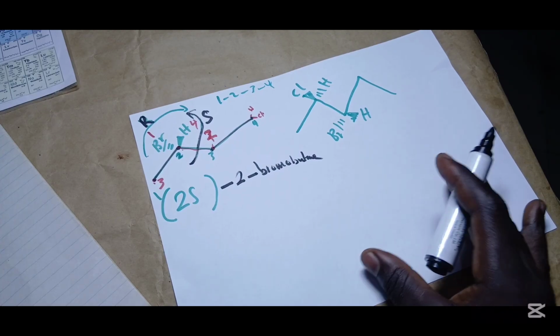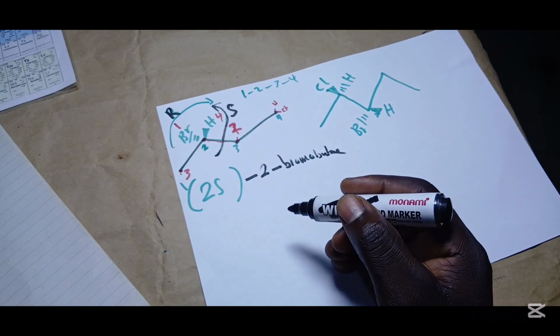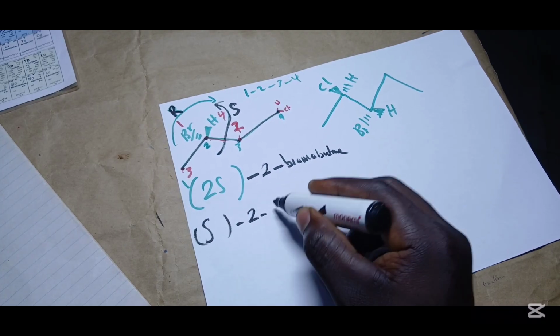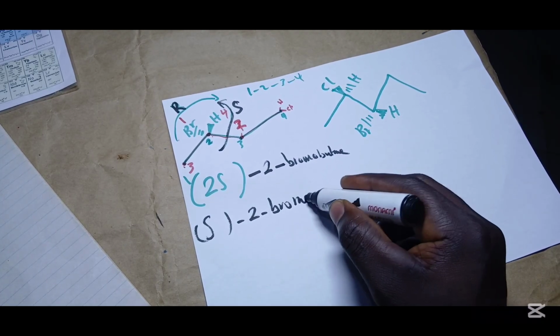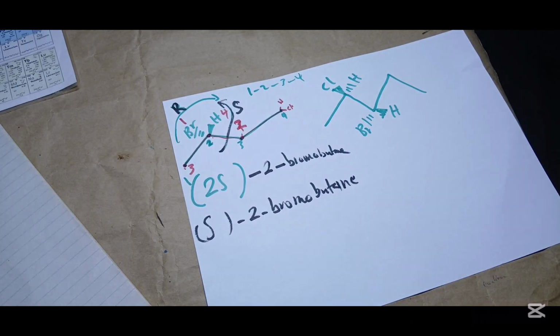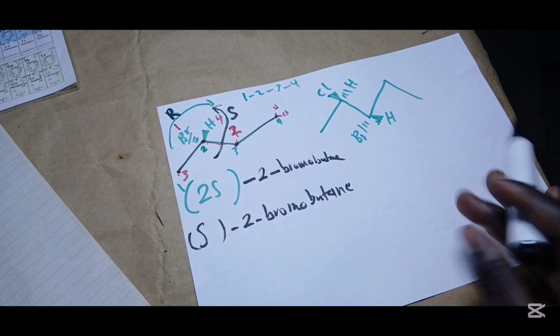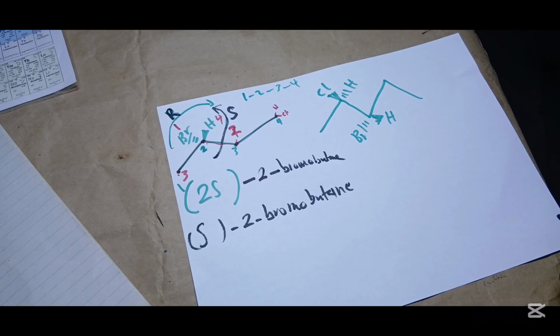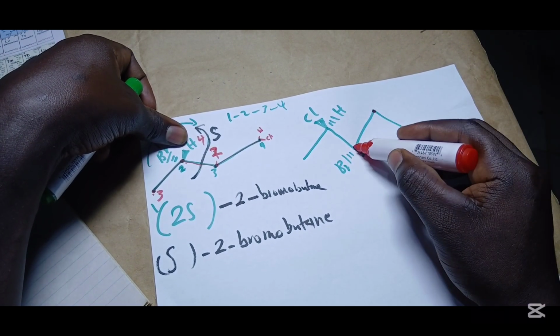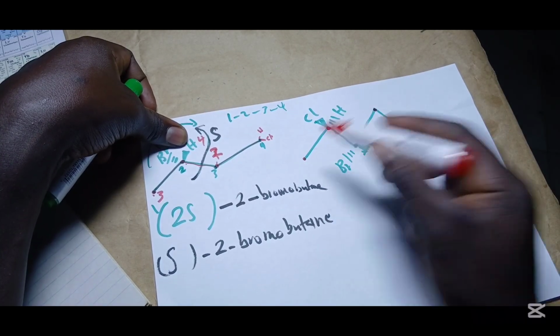But you can decide to just call it S2 bromobutene because we have only one chiral center. No problem with that. If we have more than one chiral centers, we have to indicate the number of the carbons which are chiral. For this molecule, this carbon cannot be chiral, this cannot be chiral, this can be chiral, this can be chiral, this cannot be chiral.